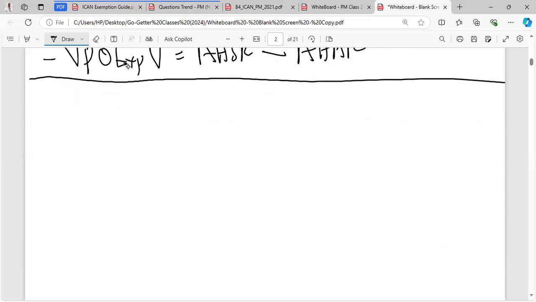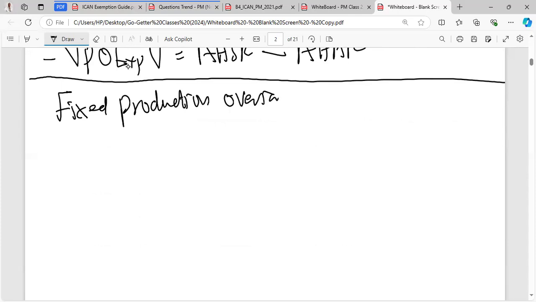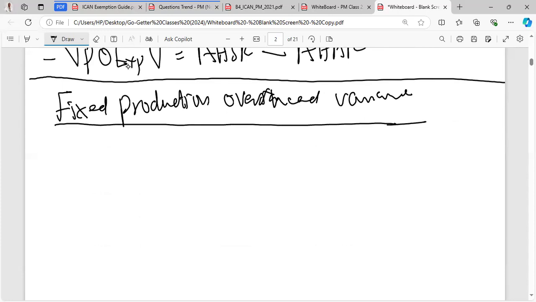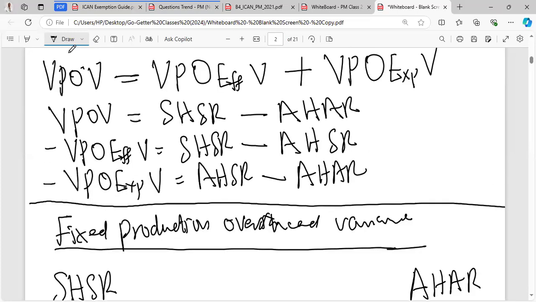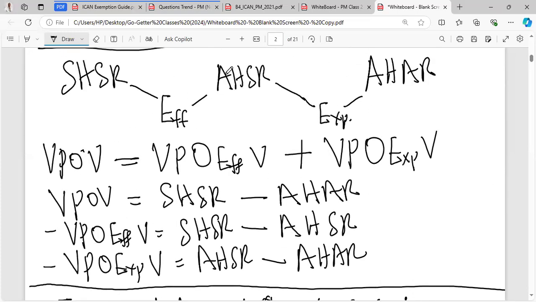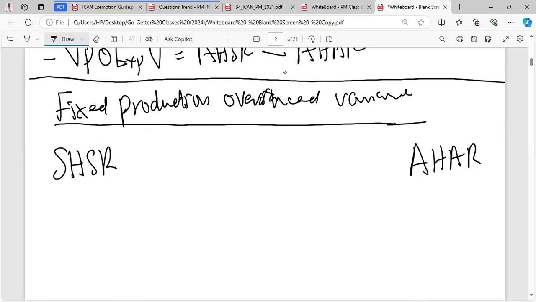We will now go to fixed production overhead variances. Fixed overhead variances, we will still have our standard as standard rate. Then we'll have our actual as actual rate. Then instead of one thing, two things will be added. Now, just the way we did in variable production overhead, this thing will still be there. But I'll put it down here.